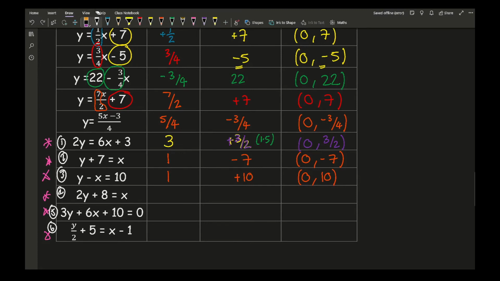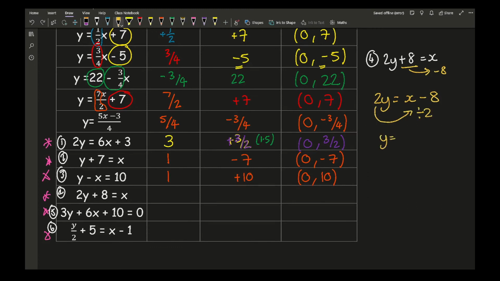So then moving on to question 4 in this, so we've got 2y plus 8 equals x. Now again, what you want to try and do is get y by itself. So I need to get rid of this plus 8 first. So I do that by taking away 8. So I've got 2y equals x minus 8. Then I need to get rid of this 2. How do I do that? Well, I divide everything by 2. So y equals x divided by 2 and 8 divided by 2, which is 4.